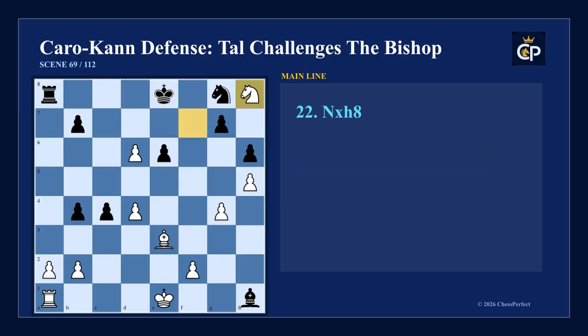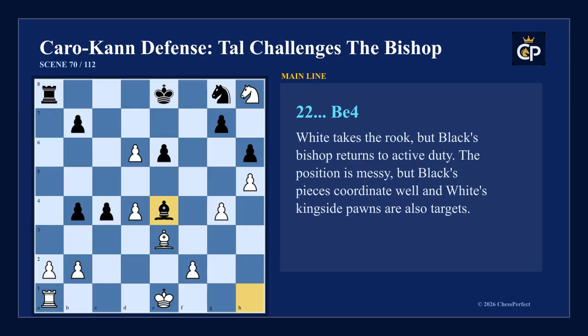Knight takes h8. Bishop e4. White takes the rook, but black's bishop returns to active duty. The position is messy, but black's pieces coordinate well and white's kingside pawns are also targets.